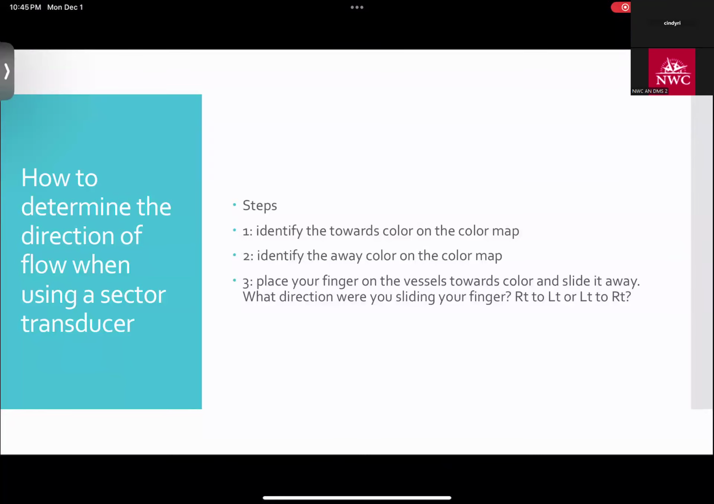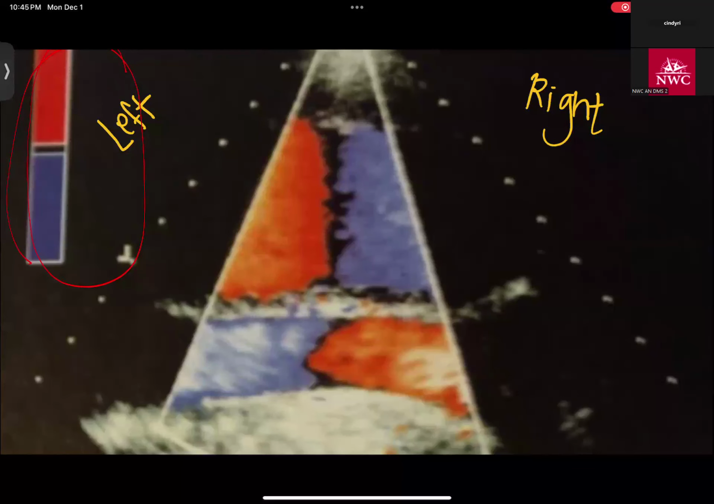And number 3, place your finger on the vessel's towards color and slide it away. Okay, let's try it with that bottom vessel. So we're going to put our fingers on the towards color. What's the towards color? The towards color is red. How do I know that? Because any color on the top of the color map is the towards color. So in this case, the towards color is the red.